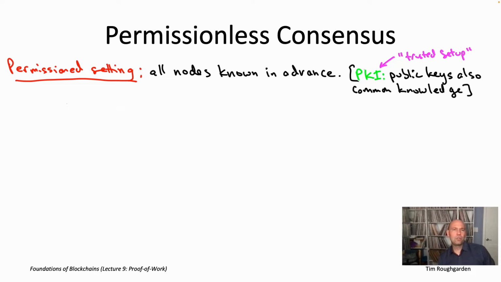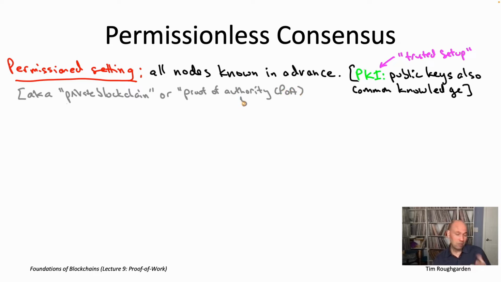In a blockchain context, you also hear different names for what I'm calling the permissioned setting. So you might hear about private blockchains. That, again, typically means a known set of nodes that everybody's aware of, identified up front. You might also hear about a proof of authority blockchain, which really means basically the same thing as the permissioned setting. So permissioned consensus protocols are certainly extremely important.